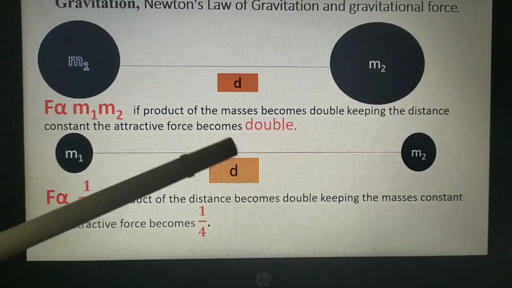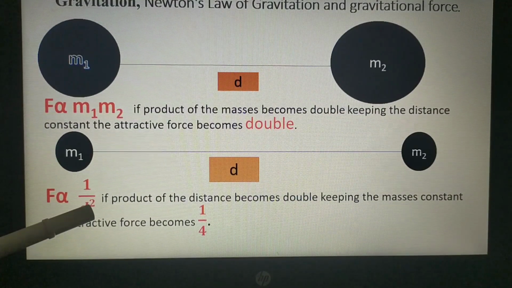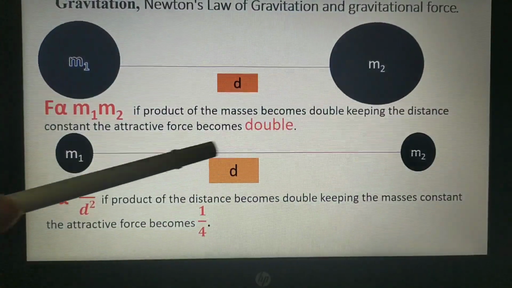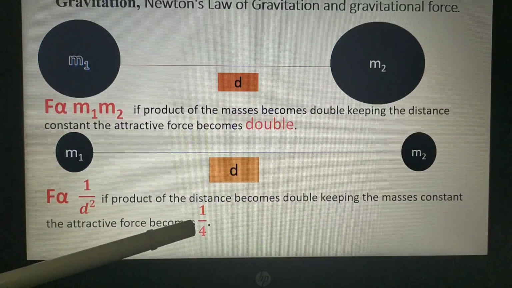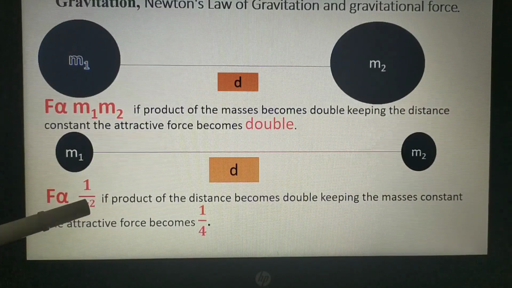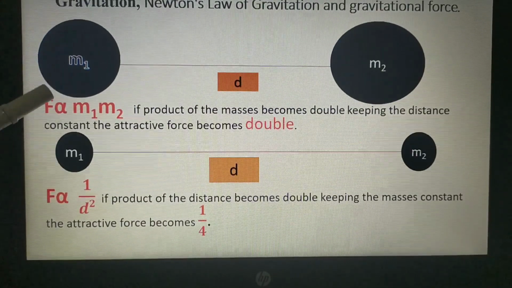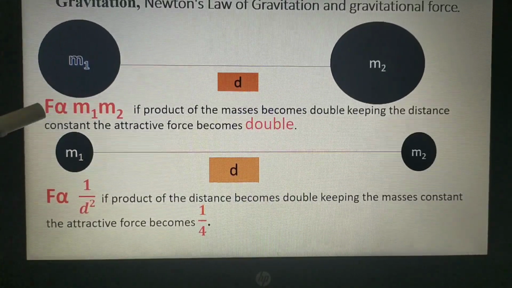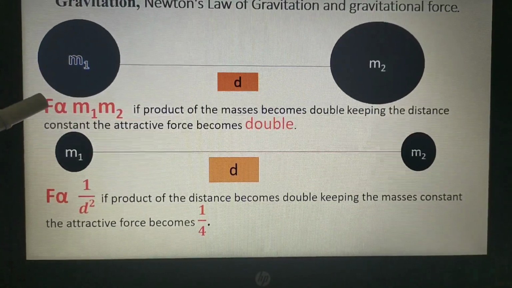Force becomes double. Again, as we know, force is inversely proportional to the distance. So if we keep the masses constant, that means the mass will not change, but if we double the distance, in that case what will happen? The attraction force will become 1/4. As you have seen, if d increases, F decreases. Why? Because it is inversely proportional. If the product of the masses increases, force also increases. If it becomes double, it becomes double. If it becomes triple, it becomes also triple. If it becomes fourth, it will also become fourth.